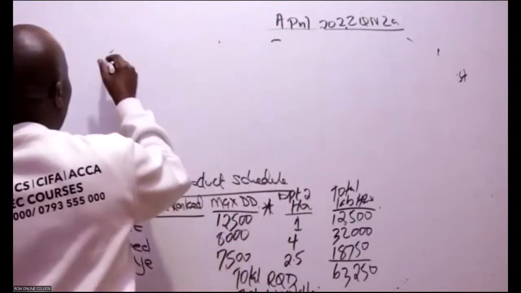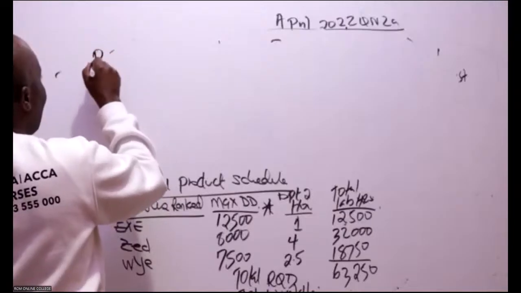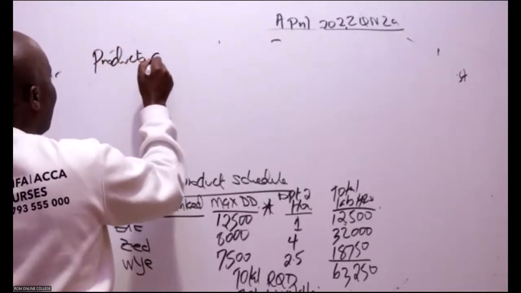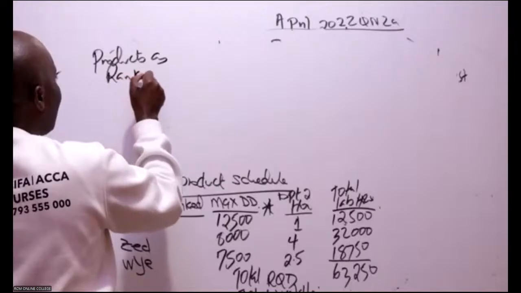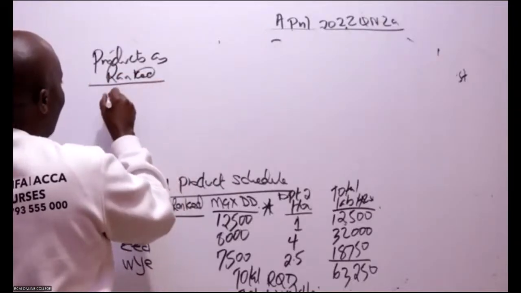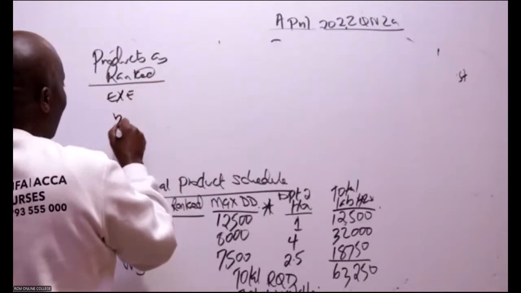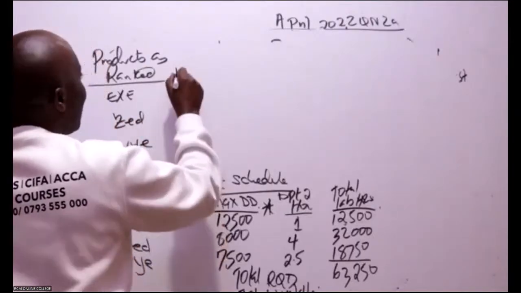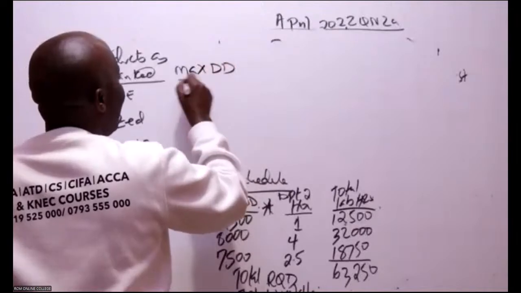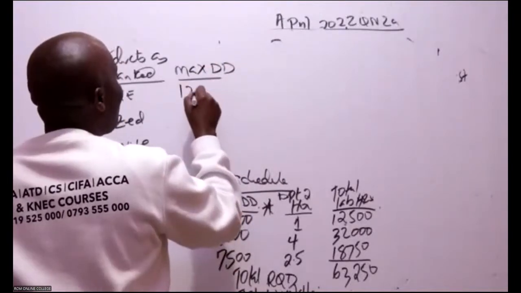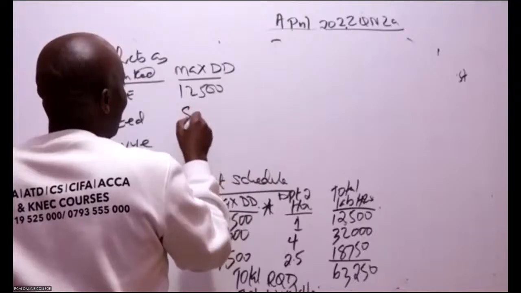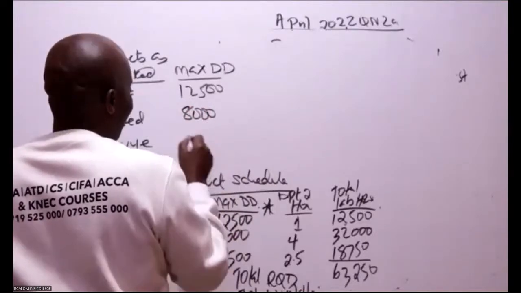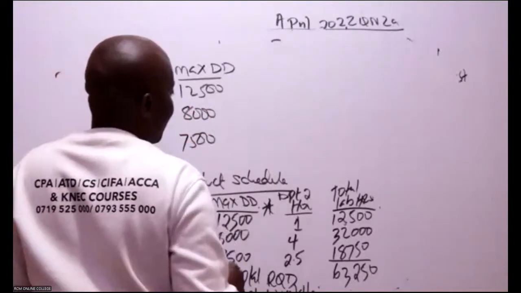So we have here products as ranked. We have here X, Z, Y. So we have here maximum demand. So we have 12,500. We have 8,000. We have 7,500.